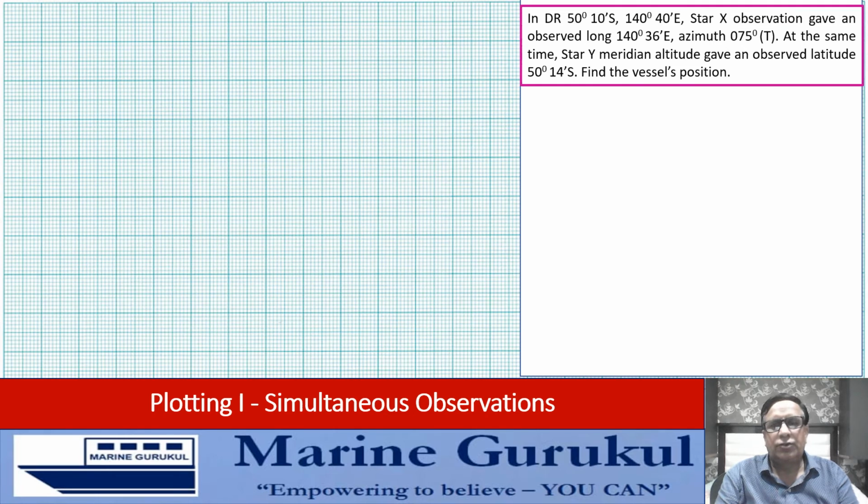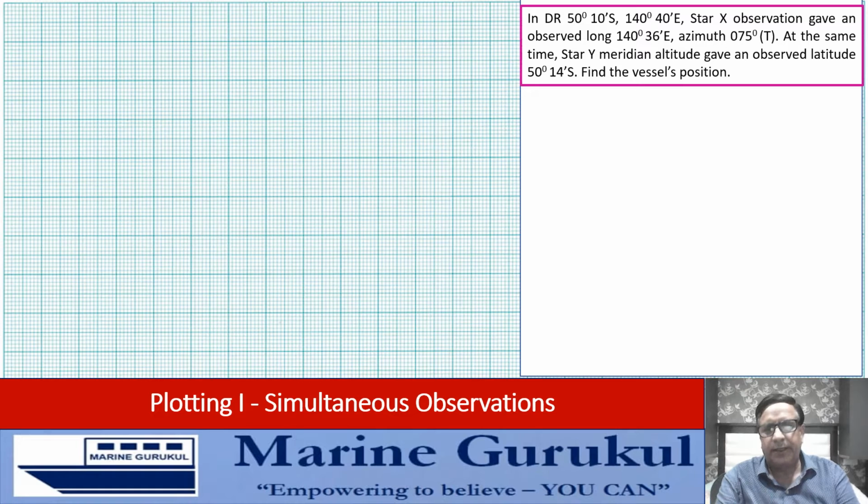Let's apply our learnings to an example. In DR 50 degrees 10 minutes south, 140 degrees 40 minutes east, star X observation gave an observed long 140 degrees 36 minutes east. Azimuth 075 degrees true. At the same time, star Y meridian altitude gave an observed latitude 50 degrees 14 minutes south. Find the vessel's position.